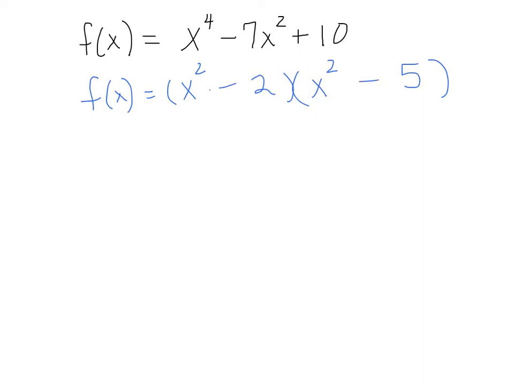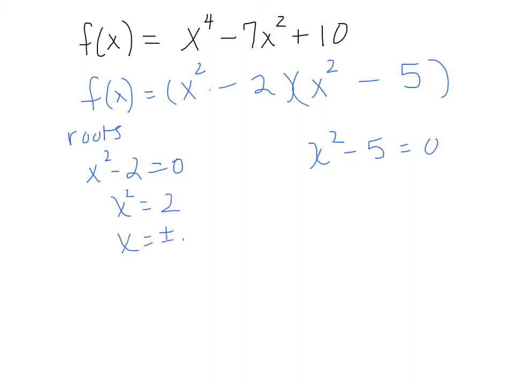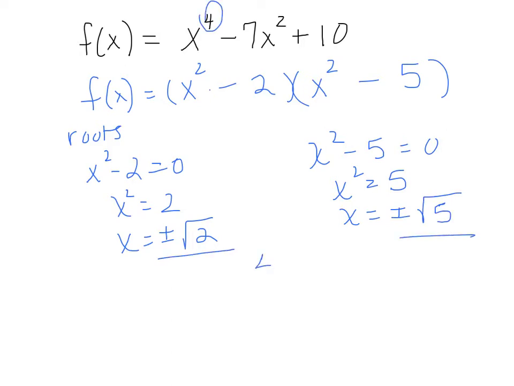And that's it. If you were looking for roots, like if I wanted to find the roots for this, I would set x squared minus 2 equal to 0, and I would set x squared minus 5 equal to 0, and solve. So I would have x squared equals 2. Square root would be x equals plus or minus the square root of 2. X squared equals 5. X would equal plus or minus the square root of 5. And you'll notice here that I started off with x to the fourth, and I have 4 roots. So I carried it a little further, but basically you're still factoring and solving.